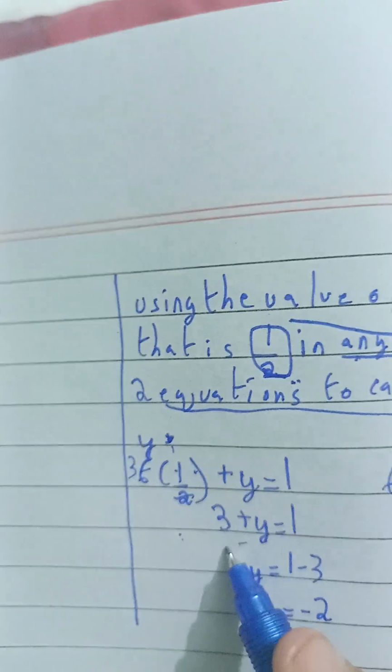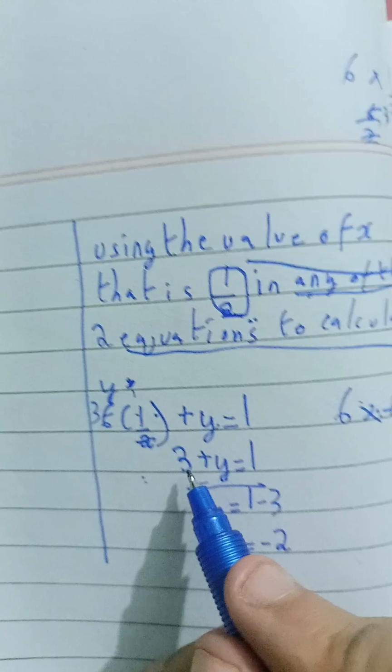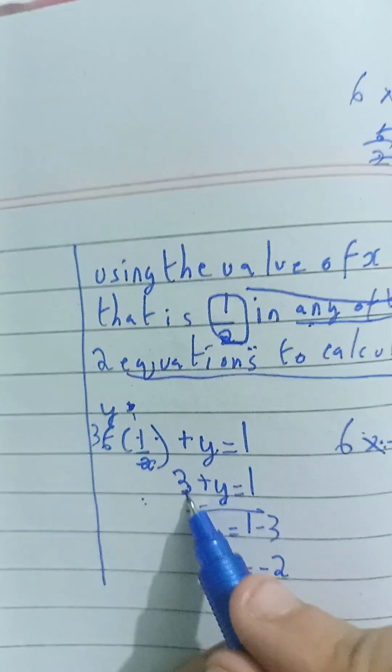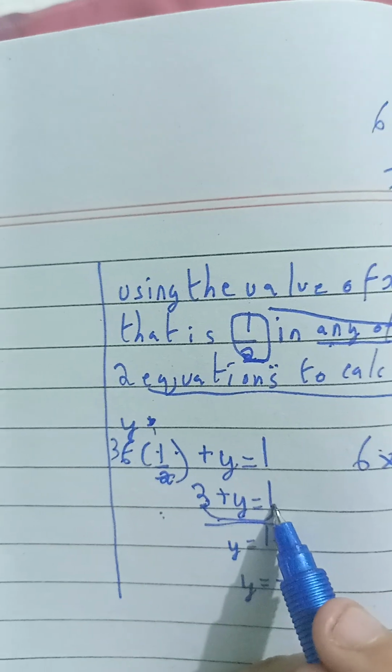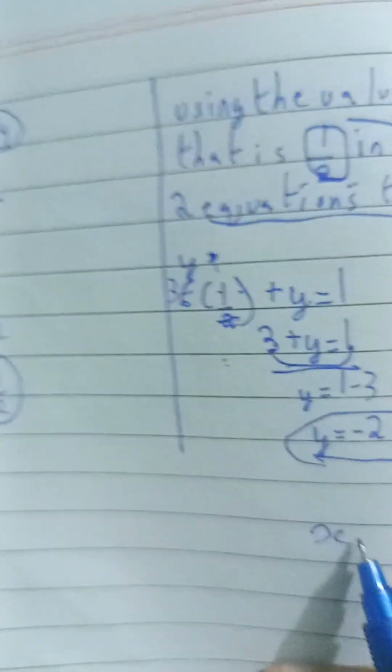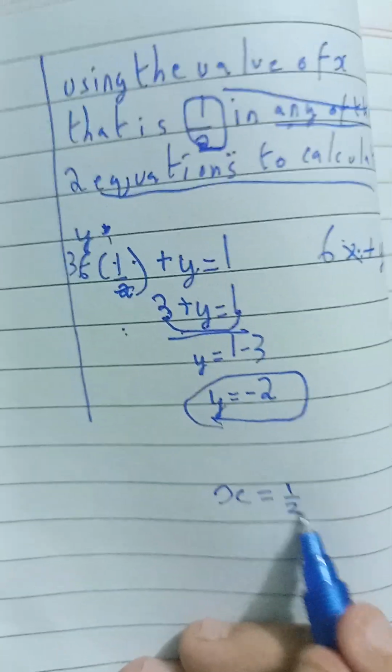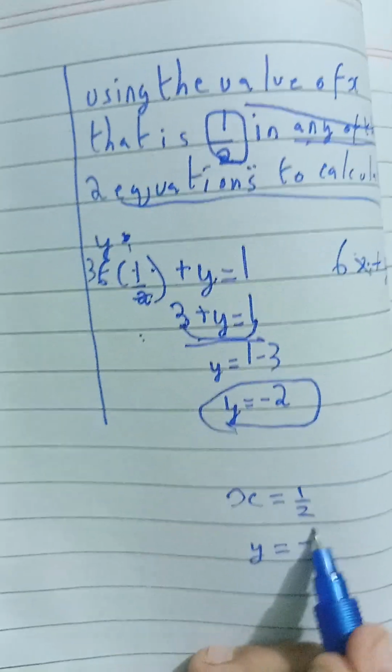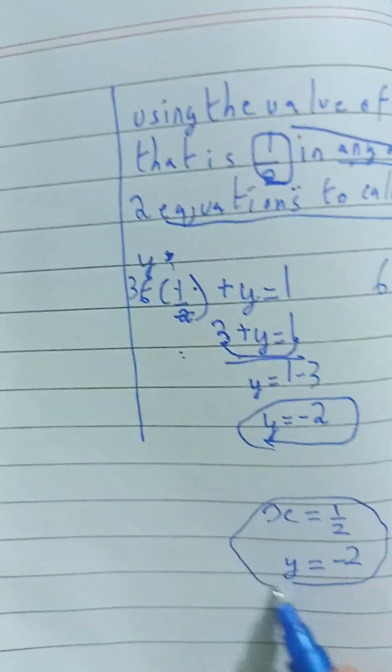And 3 plus y equals 1. 3 here has been added, and as we move it over, it will be subtracted. 1 minus 3 is minus 2, and here we got the value of y also. So x equals 1 upon 2 and y equals minus 2. Hope you understood. Thank you.